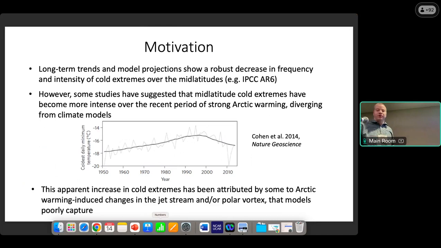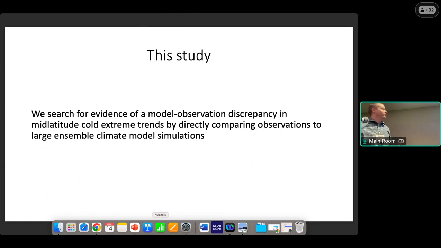So that's what this study is doing: we're searching for evidence of a model-observation discrepancy in mid-latitude cold extreme trends by directly comparing observations to large ensemble climate model simulations. So is there anything about the recent trends that is unexpected relative to what the models predict? We look at both the mid-latitude average as well as the spatial distribution of the trends.